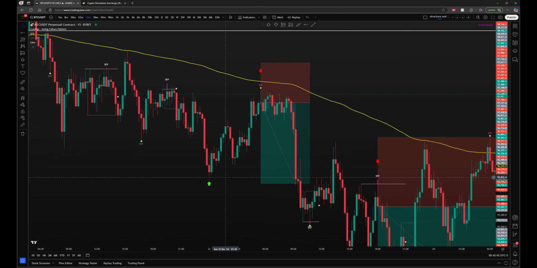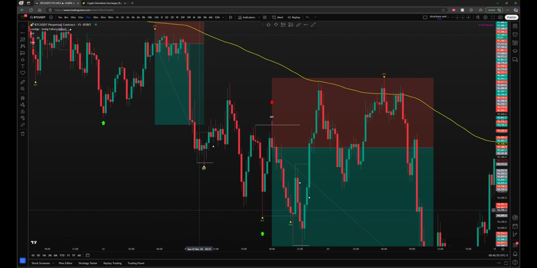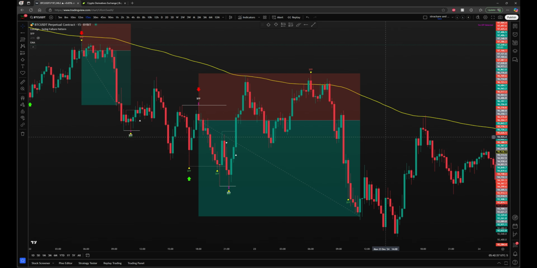This one, though, is valid. So you can see the pullback starts right here. Then our swing failure pattern that we get right here is off new highs of this pullback. So that's a valid entry trigger. We take that one. That one ends up being a winner. Here's another one that ends up being a winner.